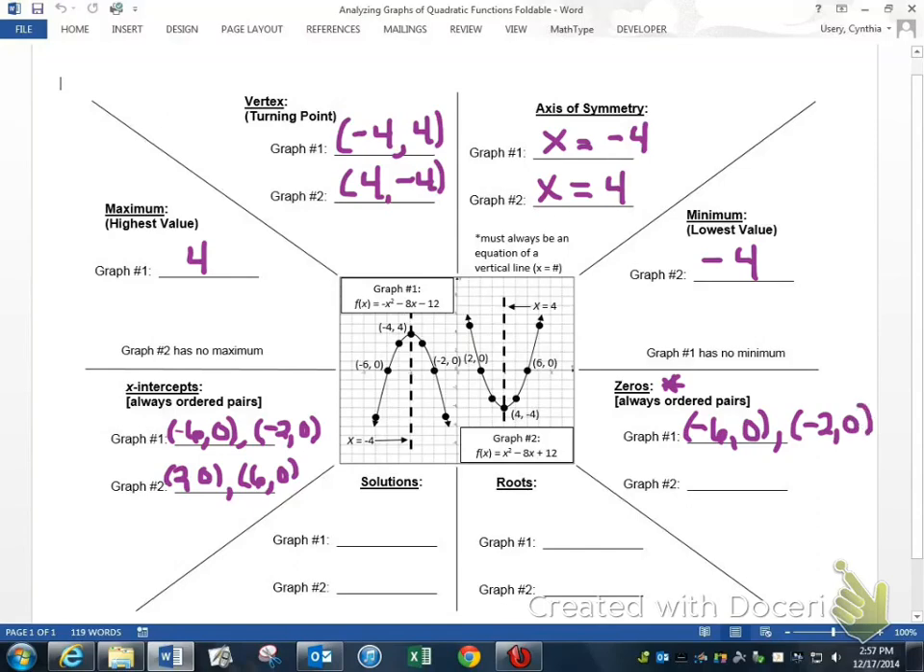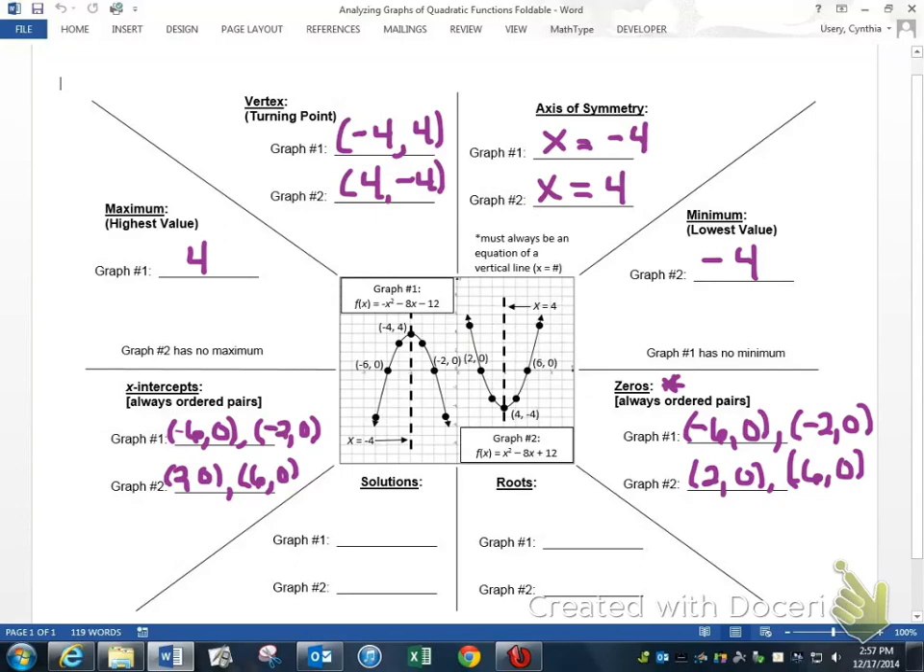On graph number 2, your zeros are the same as x-intercepts. It's (2, 0) and (6, 0). You should have heard all 4 of these terms in Algebra 1: x-intercepts, zeros, solutions, and roots. All of them were discussed in Algebra 1.